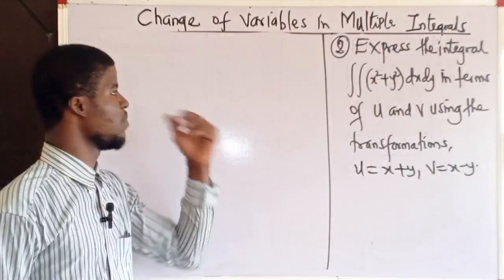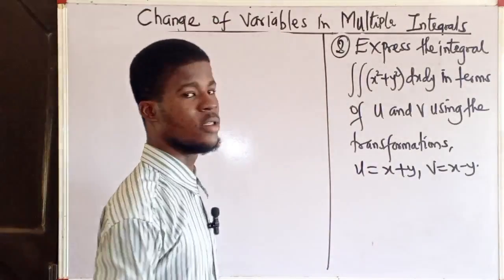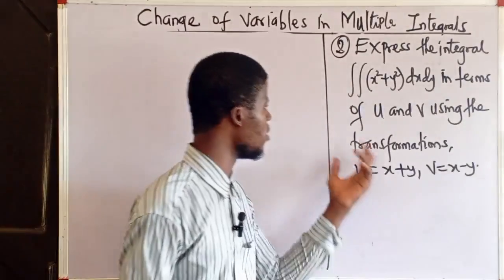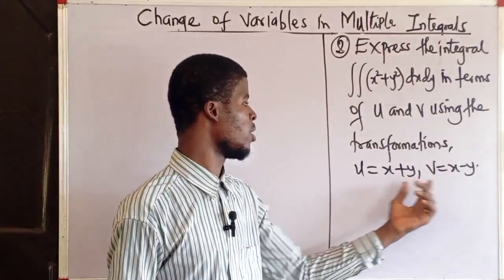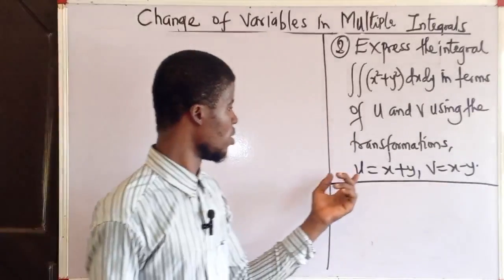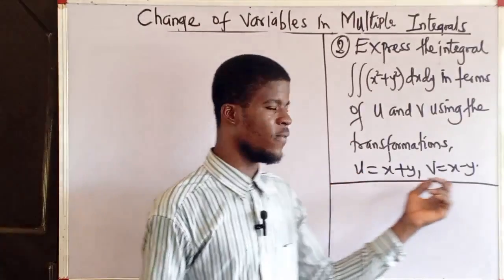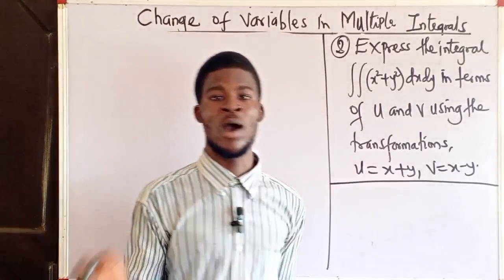This is it. Let's express the double integral of x squared plus y squared dx dy in terms of u and v, using the transformation equations u equal to x plus y and v equal to x minus y. Looking at these transformation equations, u is the subject here and v is the subject. I need two equations where x and y are the subject.